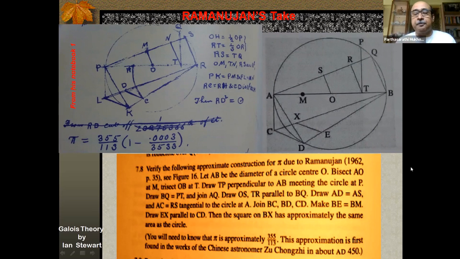I'm not underestimating Galois theory or field extension. I myself am a student of algebra, but for understanding this particular problem, I think I can bring it down to a much lower level and make things easier to understand without getting into the technical jargon of field theory. So here I see one construction by Ramanujan. And there you see the other one.